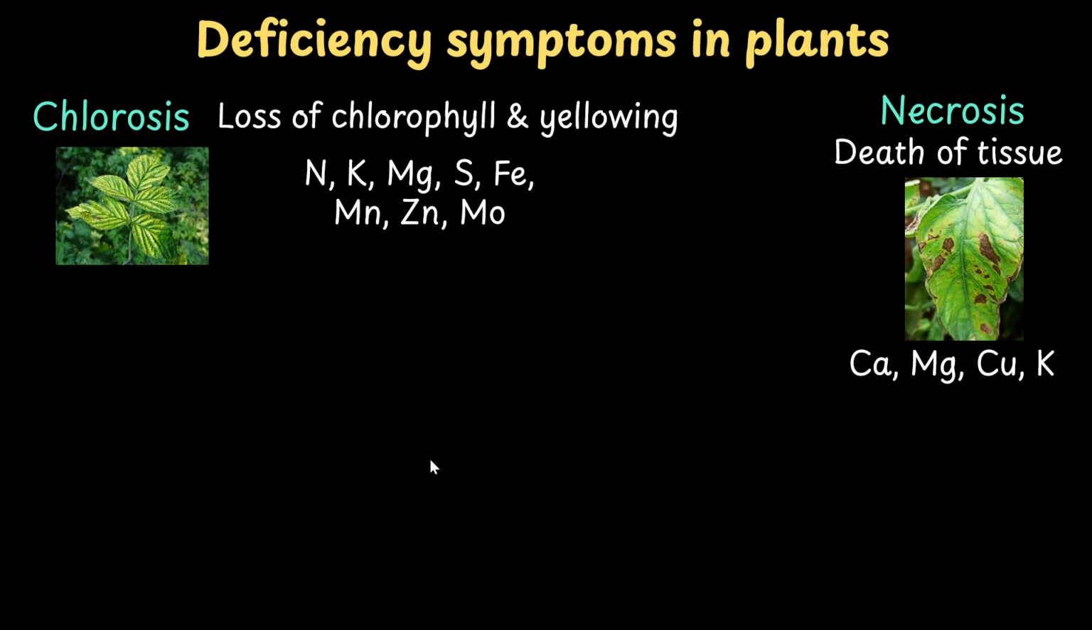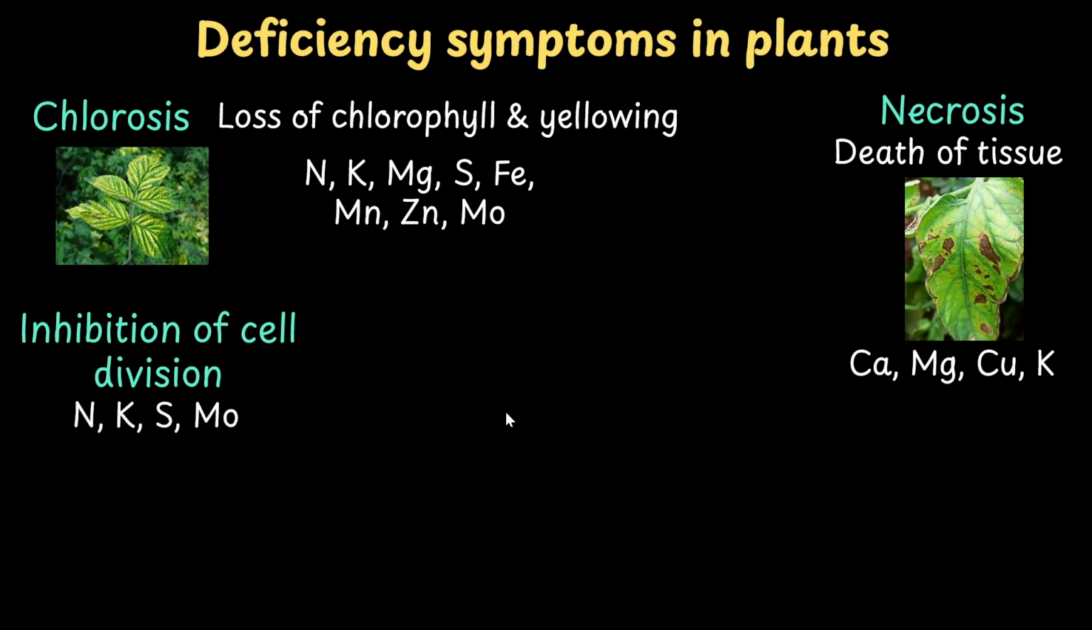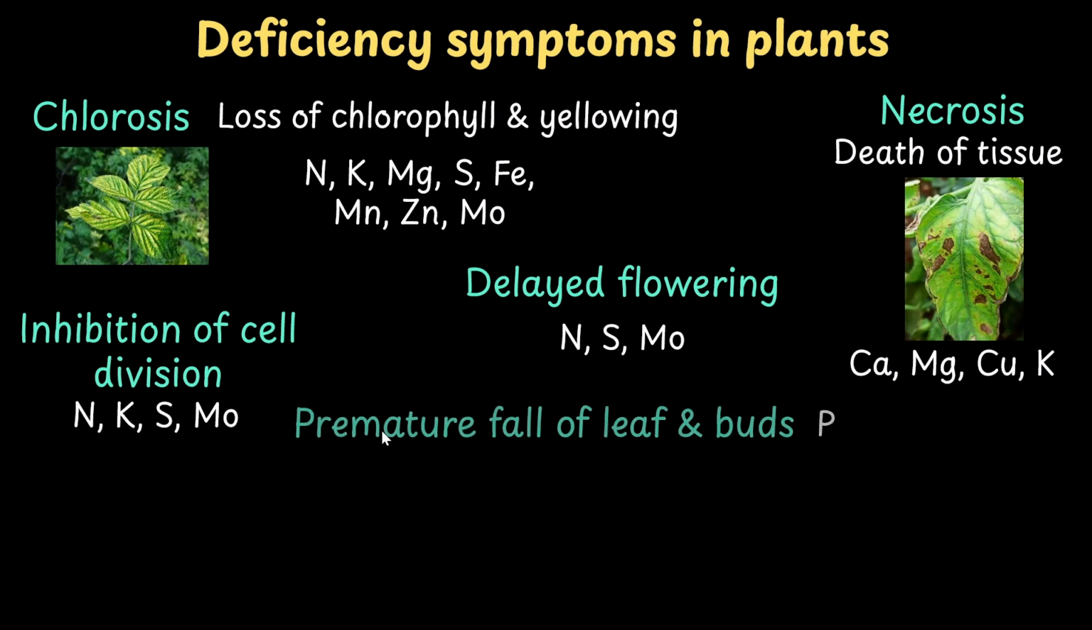Another symptom could be inhibition of cell division due to deficiency of nitrogen, potassium, sulfur, and molybdenum. Flowering can be delayed when there is deficiency of nitrogen, sulfur, and molybdenum. New leaves and buds can fall prematurely if phosphorus is deficient. And when there is a nitrogen deficiency, the plants can show stunted growth.